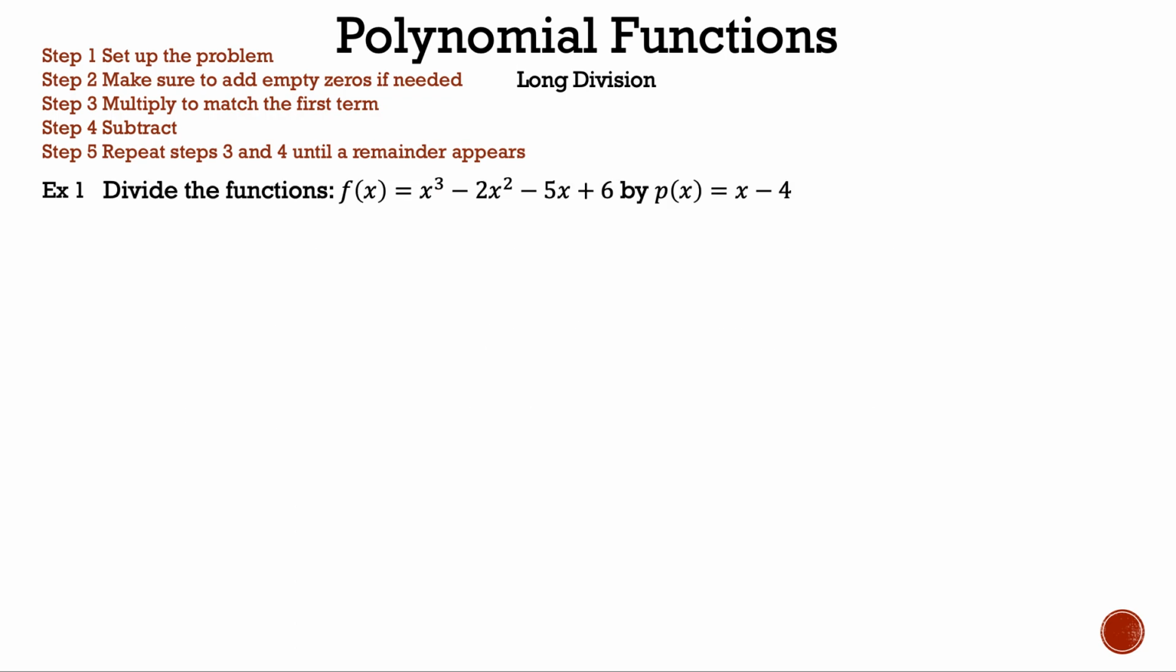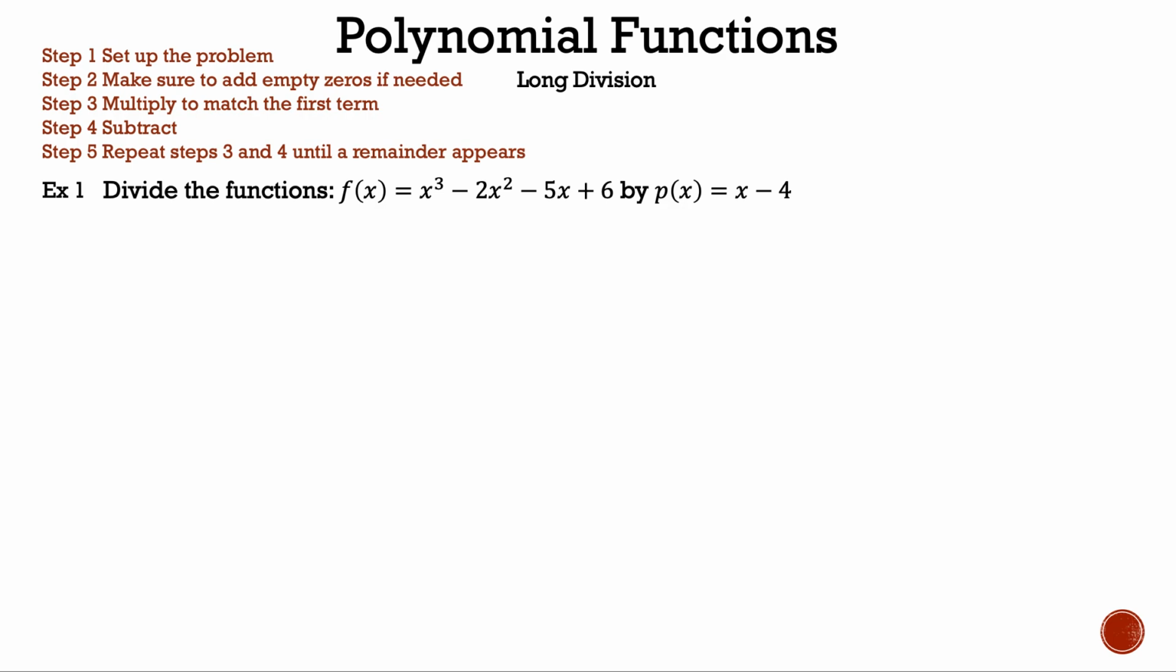Let's take a closer look at example 1. Now, let's read the steps. Step 1. Set up the problem. Step 2. Make sure to add empty zeros if needed. Step 3. Multiply to match the first term. Step 4. Subtract. Step 5. Repeat steps 3 and 4 until the remainder appears.